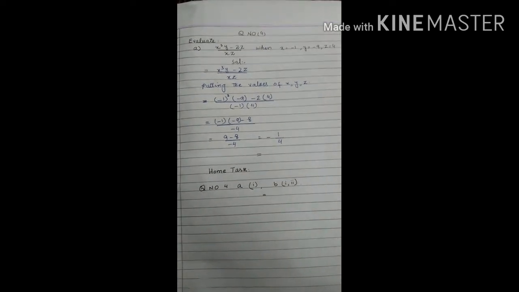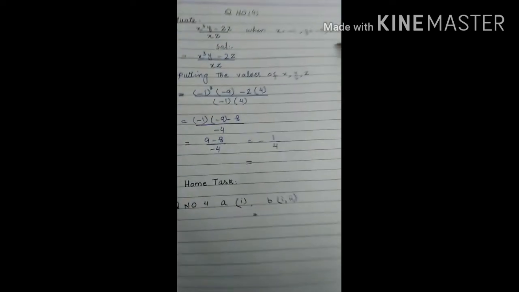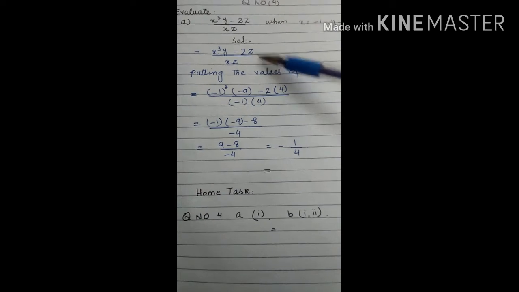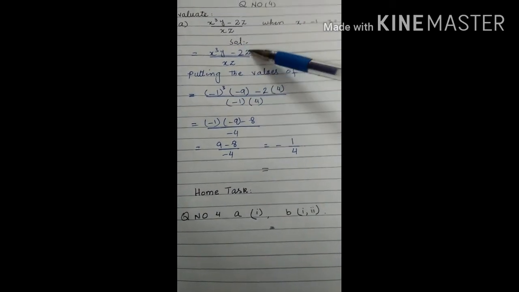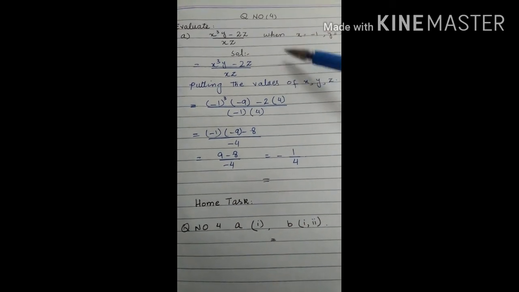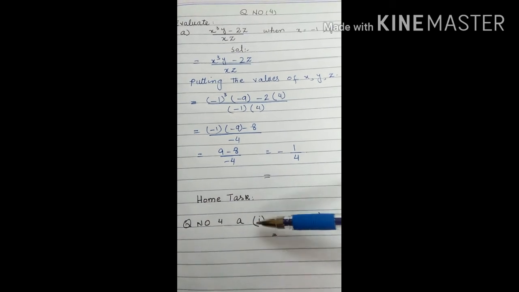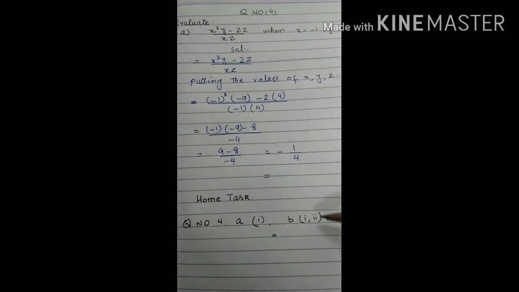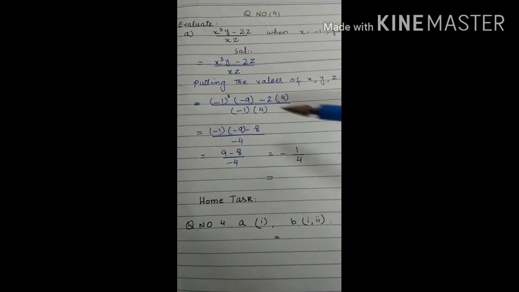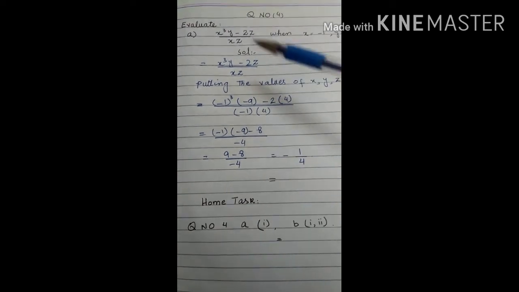That is to evaluate this expression by putting these values. We are having the expression and we have to find out the value of this whole expression after putting the values of different variables. The first part of this is your homework, this question, and B part 1 and 2 is your homework. I am going to solve only one part of this. This is a very easy question and you can solve it easily.